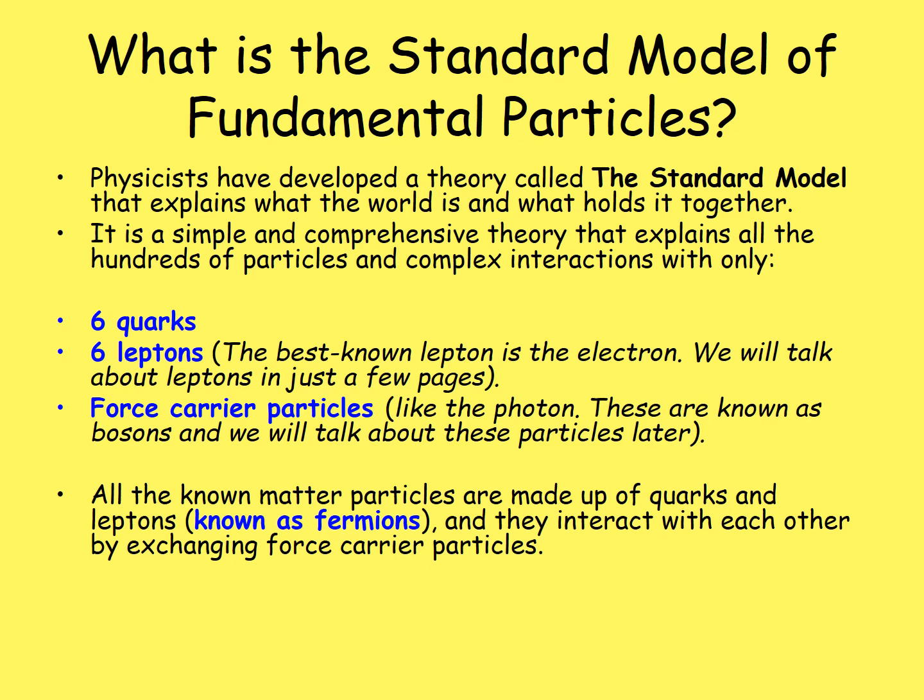You may have heard of the Higgs boson, for example, that was discovered at CERN in the Large Hadron Collider. Now, all known matter particles are made up of the quarks and the leptons, and they are known as fermions. The fermions interact with each other by exchanging the force carrier particles. And when the fermions interact with each other, they can go on to form the larger subatomic particles like the protons and the neutrons.